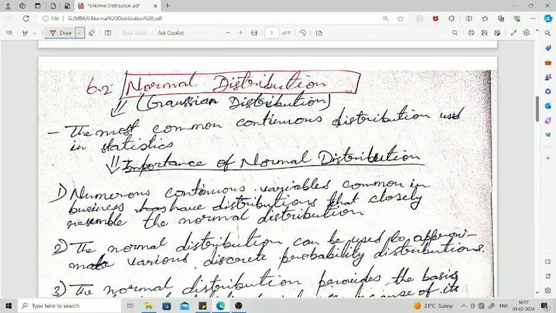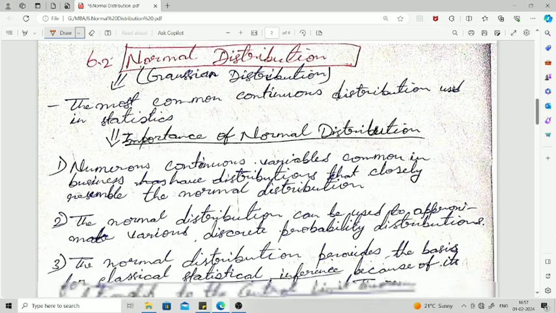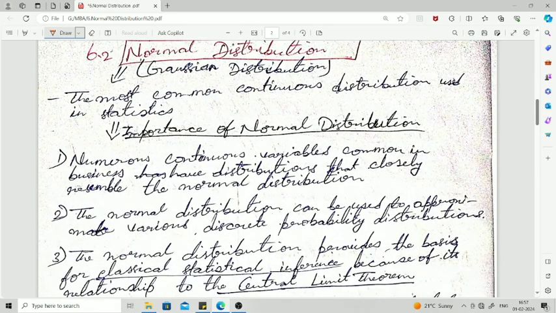Now next you have normal distribution. Yes, so this was the name of the chapter. So now that topic came here, normal distribution. So what happens in normal distribution? This normal distribution is also known as Gaussian distribution. Let's talk about this normal distribution. It is the most common continuous distribution used in statistics. Normal distribution is the continuous distribution which is most commonly used in statistics.